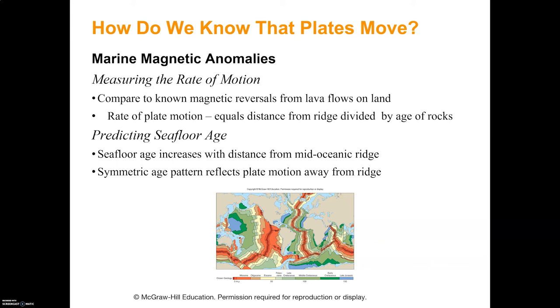And so I believe in your lab you did some things that are similar to this. If we can find the age on land, we can compare it to that at the bottom of the ocean on the seafloor and calculate how much it's moved and compare that to time. We can predict the seafloor age. It increases with distance from the mid-ocean ridge, which makes sense. And we have a symmetric age pattern that reflects the plate motion on either side of the ridge, away from the ridge.